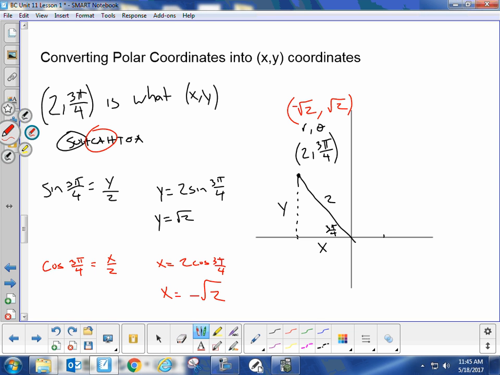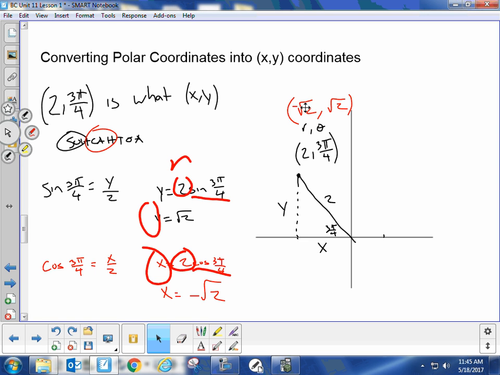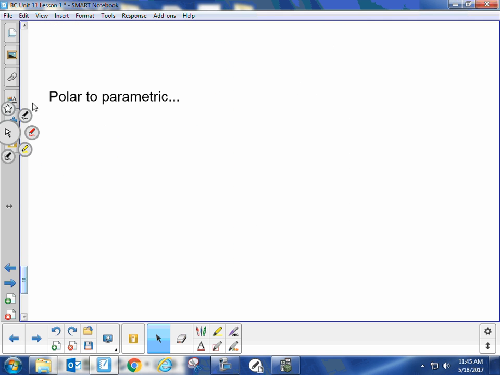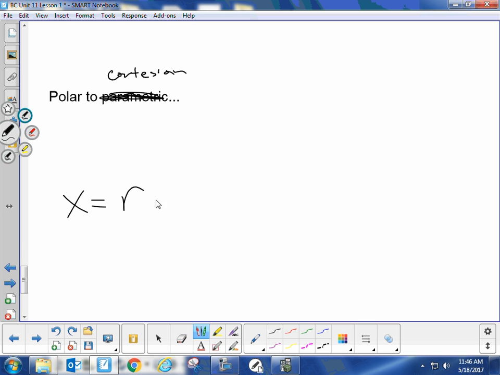And that's good, but it's this idea that the sine of my angle times my radius gives me my y-coordinate. The cosine of my angle times my radius gives me my x-coordinate. It's that idea that we are going to use a lot because we now have the capability of turning these into x equations and y equations if we wanted to. We'll call this polar to Cartesian. An x-coordinate is always going to be the radius times the cosine of theta. The y-coordinate will always be the radius times the sine of theta.